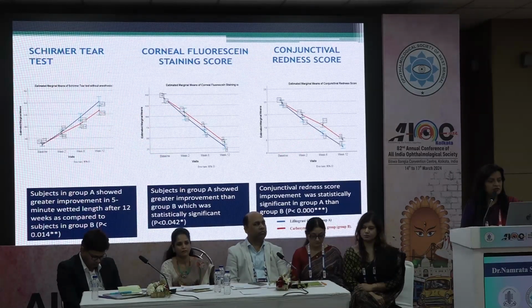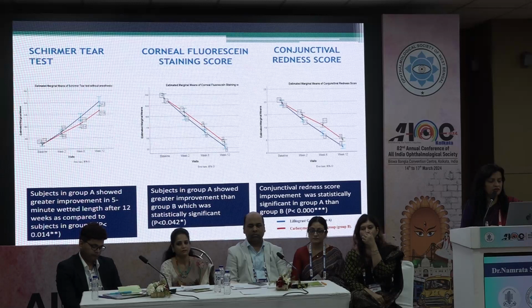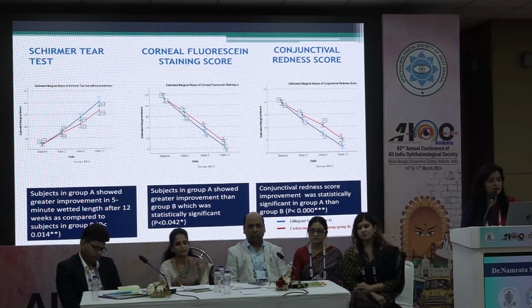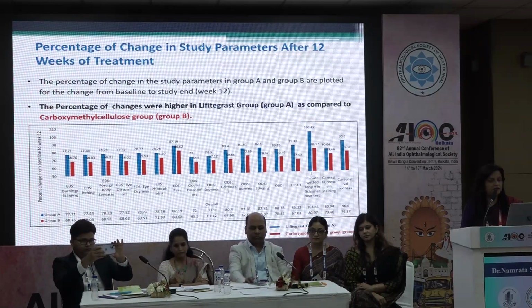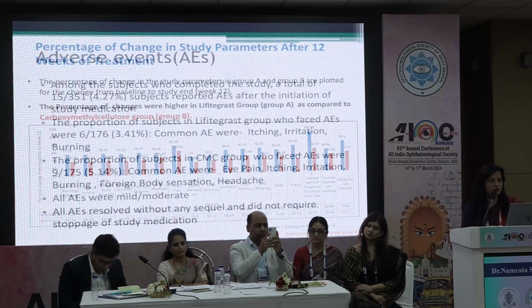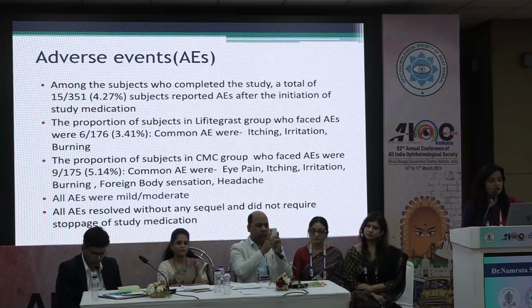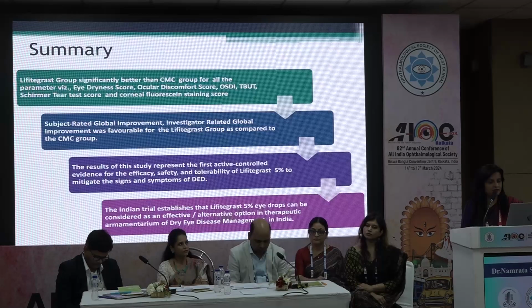Now, even the Schirmer tear test, the fluorescein staining score and the conjunctival redness score showed that all the parameters were significantly improved with the use of lifitegrast, and the percentage of changes were higher for all of these when you box plot for the lifitegrast group as compared to the CMC group, which was group P. As far as adverse events were concerned, they were reported in both the groups, 3% in the lifitegrast group and 5% in the CMC group. All of them were mild to moderate, and they resolved without any sequelae and did not require any stoppage of the study medication as such.